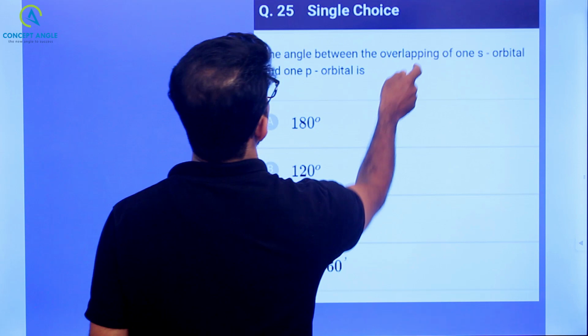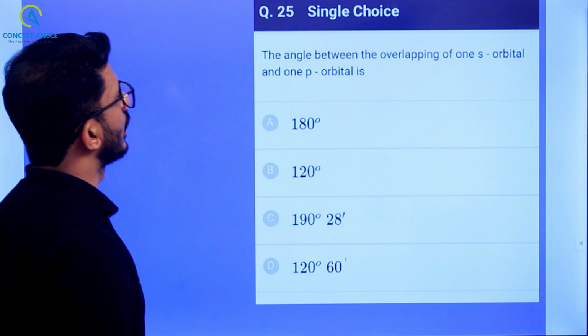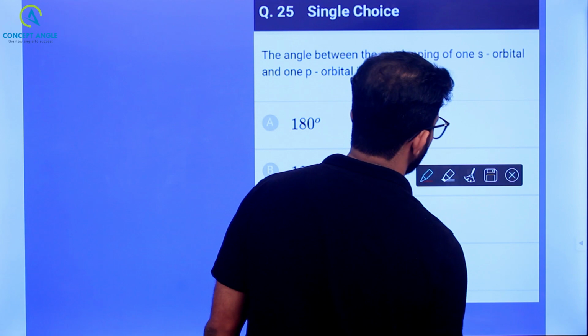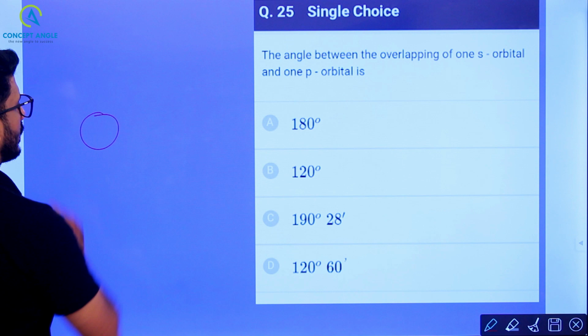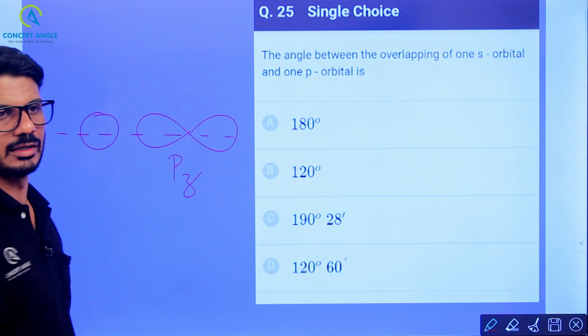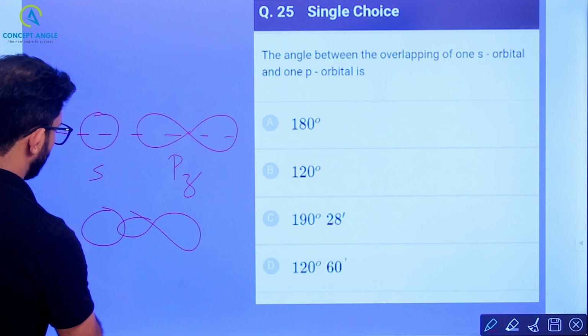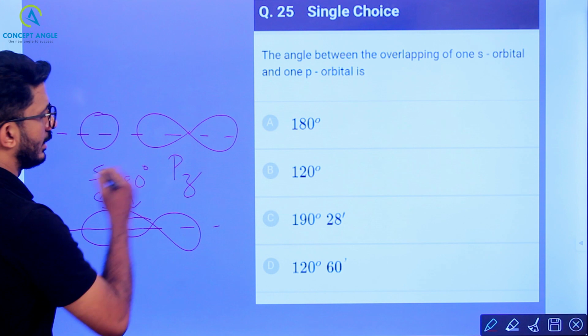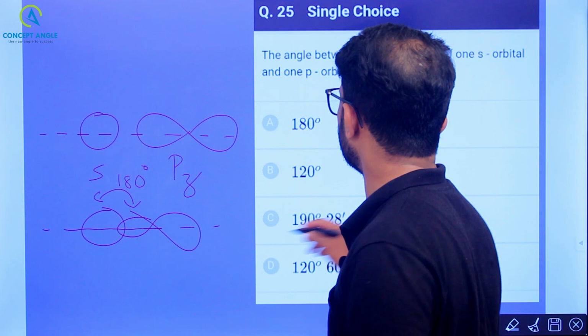Question number 25. The angle between overlapping of one s orbital and one p orbital. Which is the p orbital that is involved in overlapping with the s orbital? S orbital is spherical, that is along the internuclear axis. So we need a p orbital that is along the internuclear axis. According to the convention, we are taking it as pz. So an s orbital overlapped with the pz, along the internuclear axis. So the angle should be 180 degrees, that is end to end overlap. So the option is A.